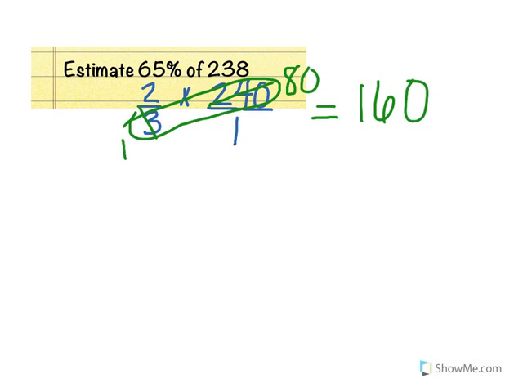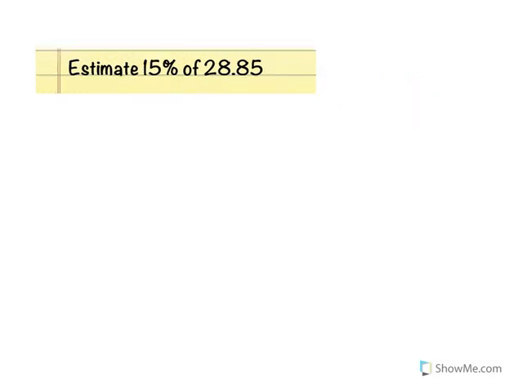Let's do one more example. Okay, we're asked to find 15% of $28.85. This might be an example of leaving a tip. And we can really do this mostly mentally if you break it down. My 15% can just be broken down to 5% plus 10%. And my $28.85 is pretty close to $30.